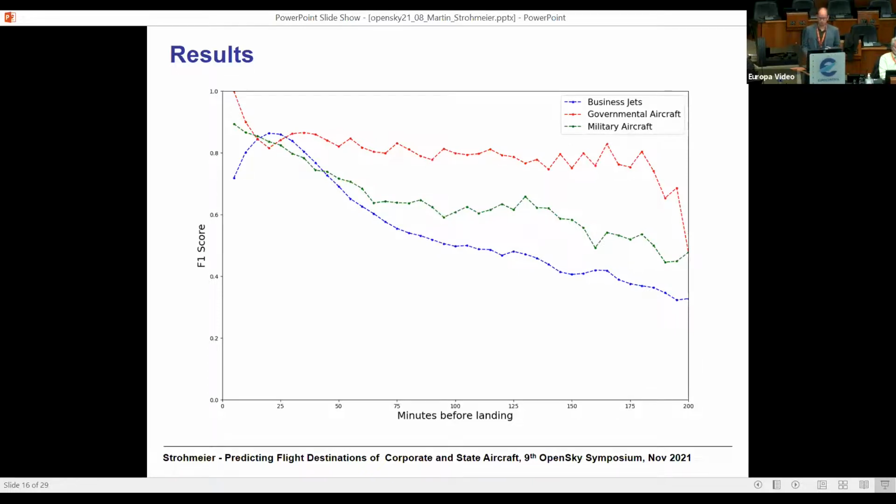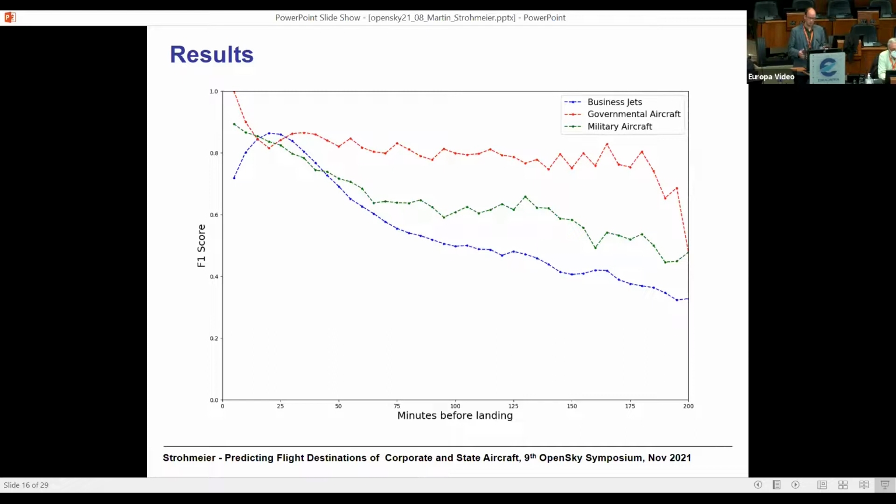The results, everything here is pretty much still work in progress, but they're quite encouraging. So for the three different stakeholder types that we looked at, business jets, government jets, military aircraft, you can see that around 20-25 minutes before landing, you have a very good idea where it's going. This is not very surprising.